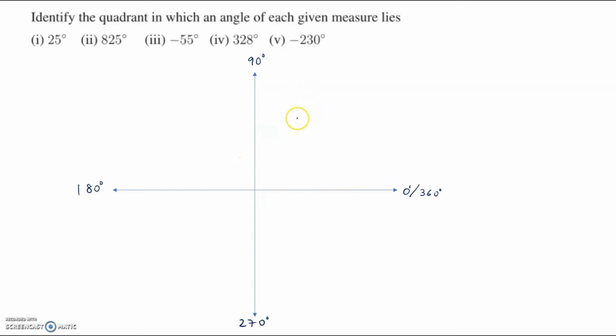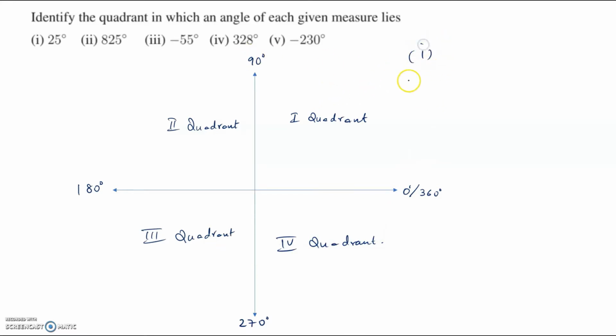This is the first quadrant. This is the second quadrant. This is the third quadrant. And this is the fourth quadrant. So to answer the questions, number 1, 25 degrees will be in the first quadrant.